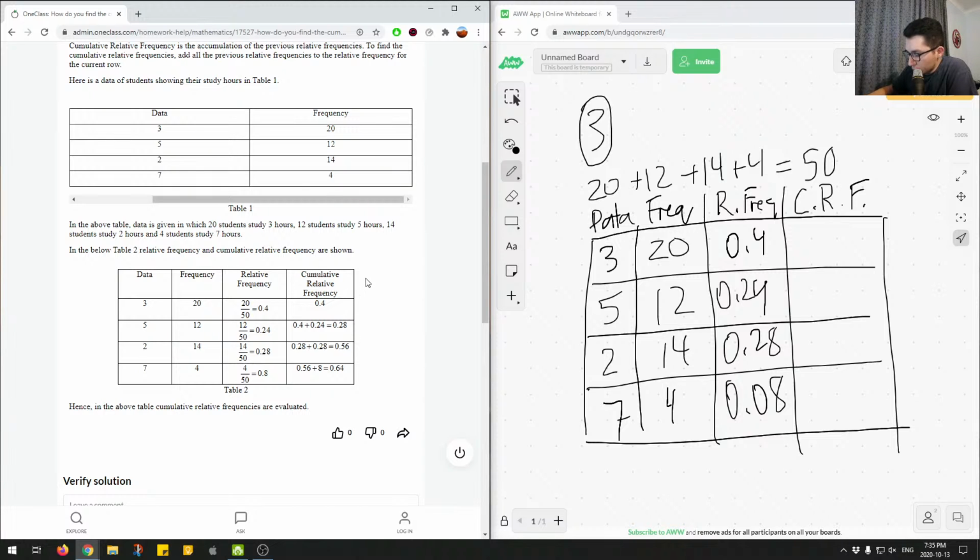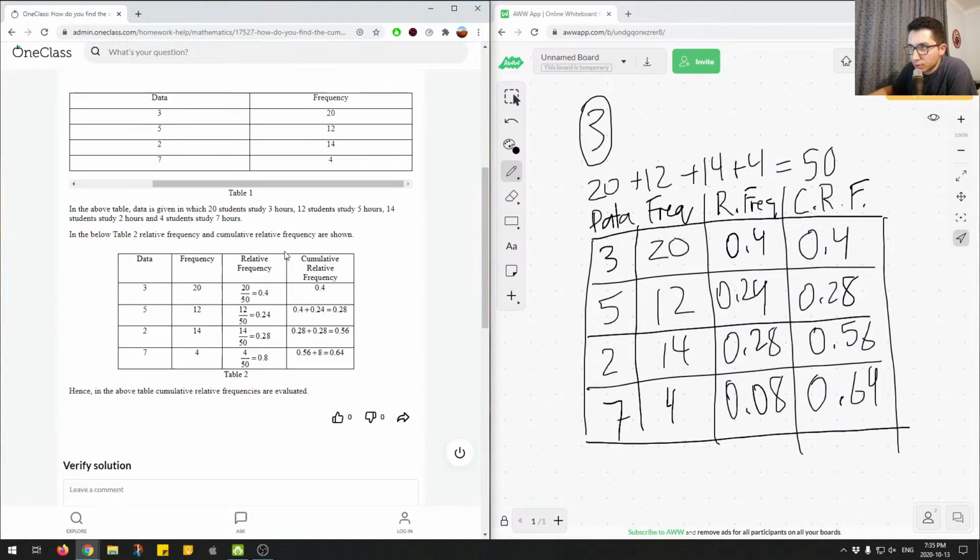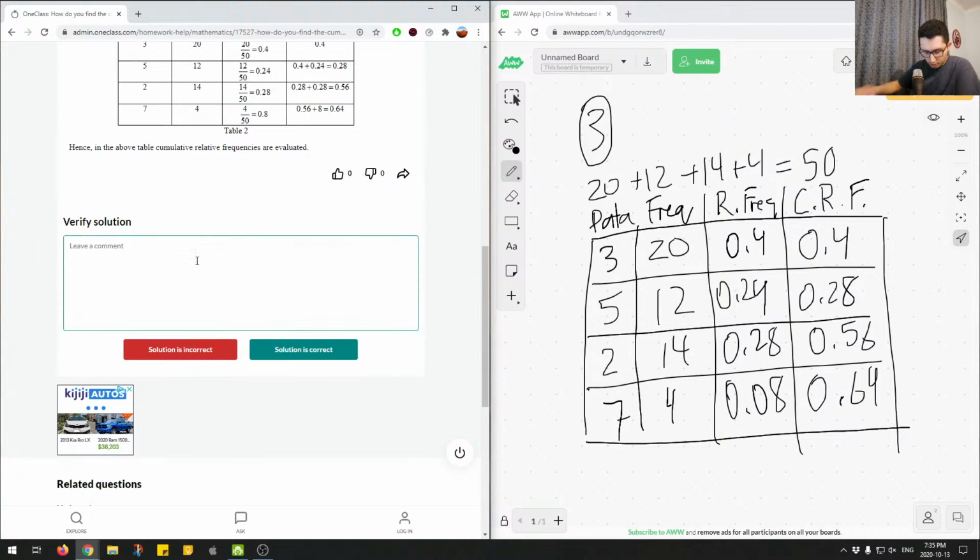And then we'll do the cumulative relative frequency. So the first one is 0.4, pretty straightforward. The second one is 0.4 plus 0.24, which is 0.64. The third row is 0.64 plus 0.28, which is 0.92. So if you plug that into your calculator, you would get the same, that's correct. And then finally, 0.92 plus 0.08, you would get 1. And that's how you calculate the cumulative relative frequency. So we'll mark this answer as correct.